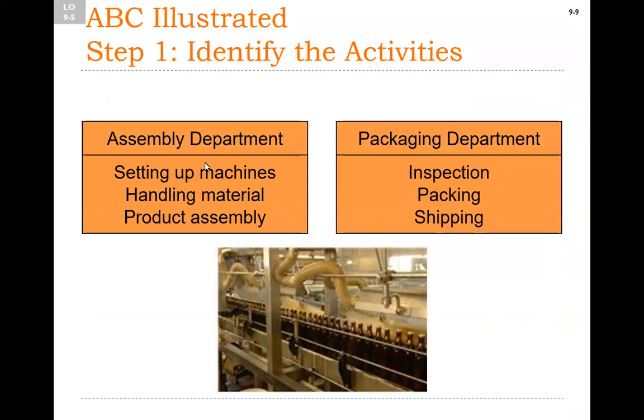So step one, we need to first identify the activities. If you're looking at a problem in a textbook or in Connect, then the activities are already provided for you. You don't have to dig to find them. If we're looking at this from the standpoint of the real world, then you're going to work with your engineers, your production managers, and the cost accountant will work with all of them to determine what the activities are that are associated with making a product or with a specific department. So for our two departments, we have three different activities for each department.